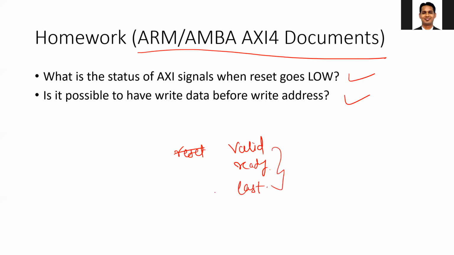You can find out. Also, in case of the write transaction, we know that the master sends the address, write and control information, and then the master sends the write data. Can the master send this one first and this one after? Think about it and find out the solution.